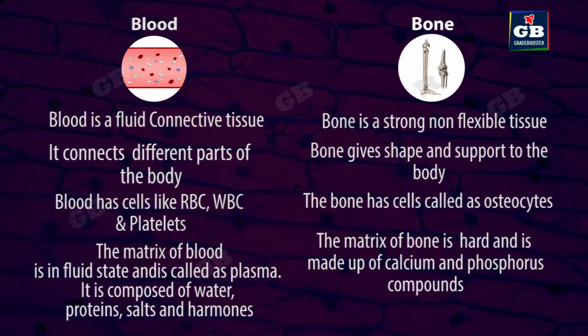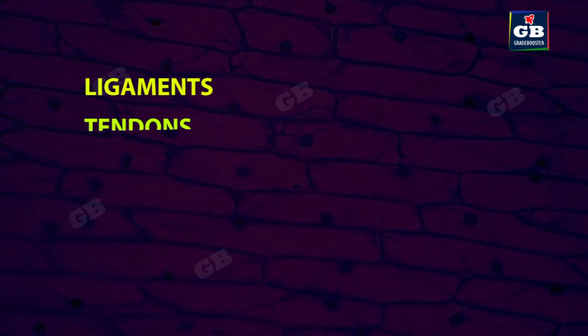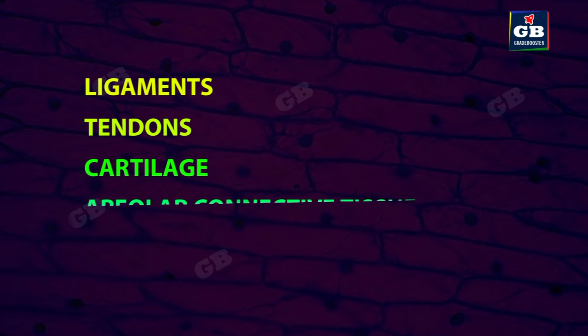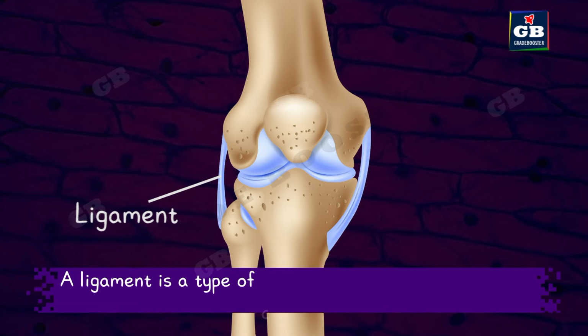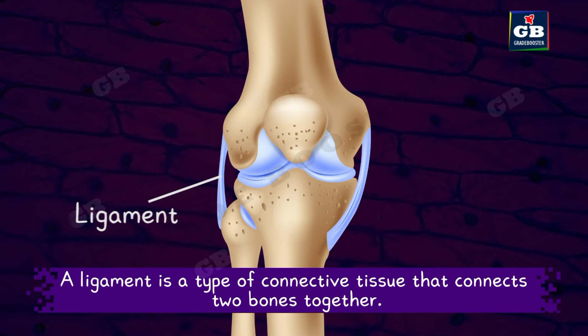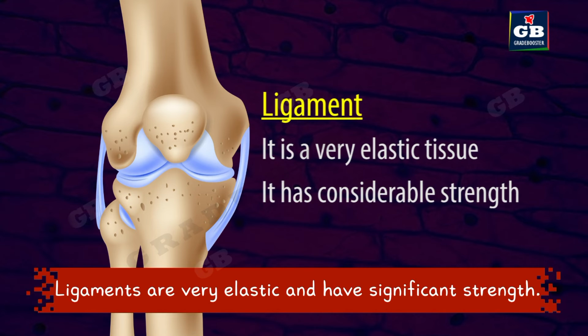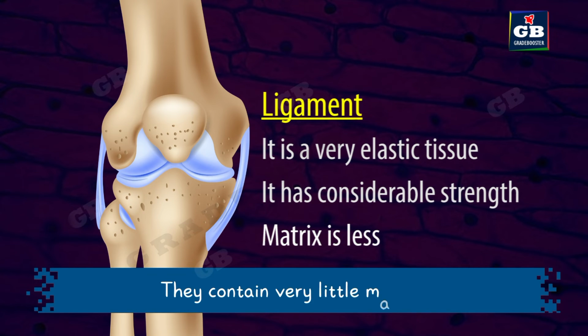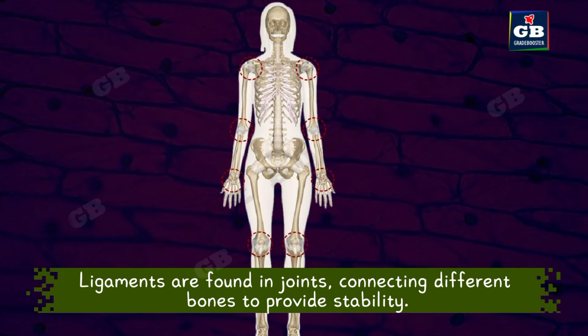Now let us see the other types of connective tissues. Ligaments, tendons, cartilage, areolar tissue, and adipose tissue are the other examples of connective tissues. Ligaments. A ligament is a type of connective tissue that connects two bones together. Ligaments are very elastic and have significant strength. They contain very little matrix. Ligaments are found in joints connecting different bones to provide stability.